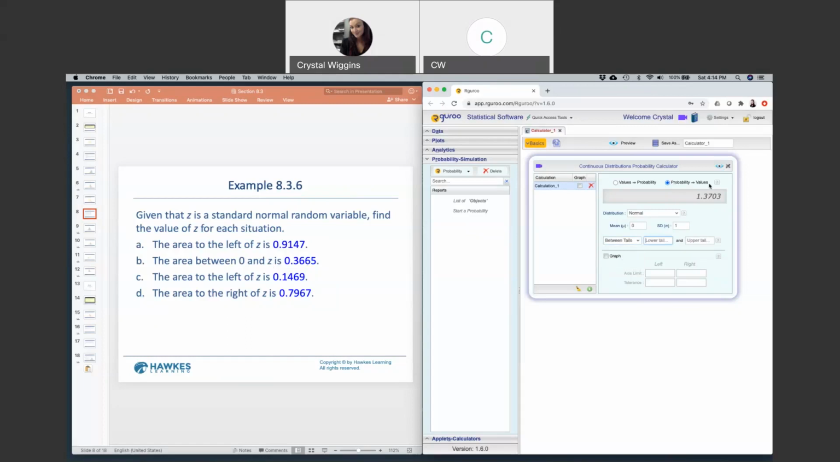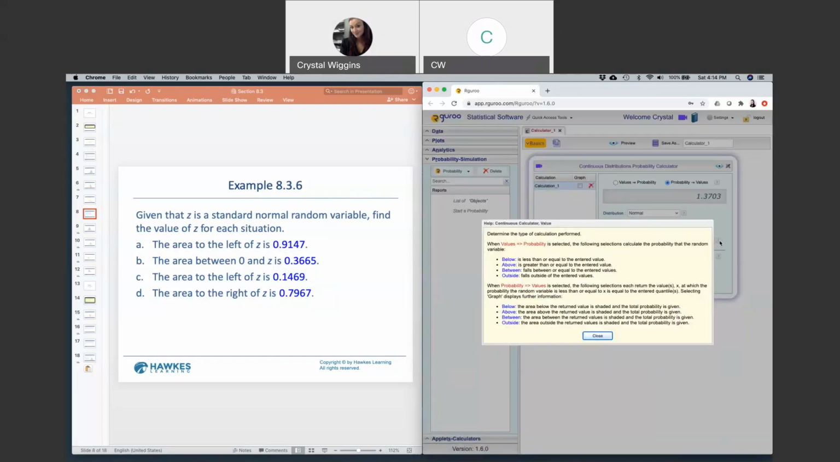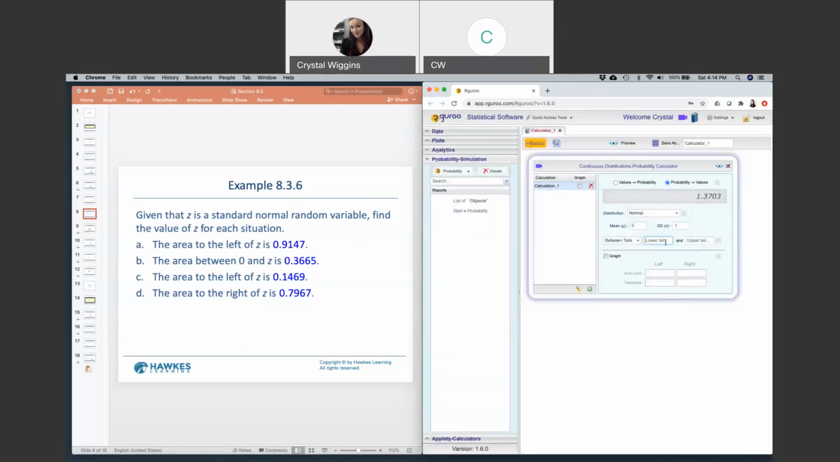Let's see, probability to value. So between tails, why do we have a lower? Let's hit the question mark and figure this out together. The question mark defines each of these things, and tells you what they mean when you're going from values to probability, and from probability to values. Here, the area between the return values is shaded, and the total probability is given. Well, I'm not sure that's going to work well for us, because we are looking to enter an area and find a z-score.